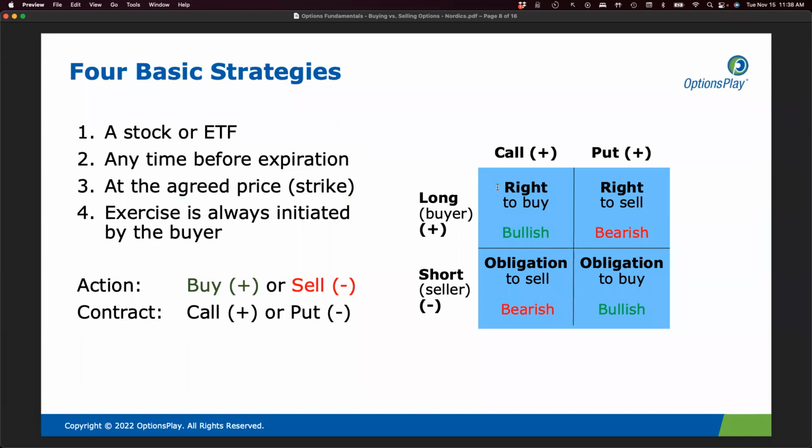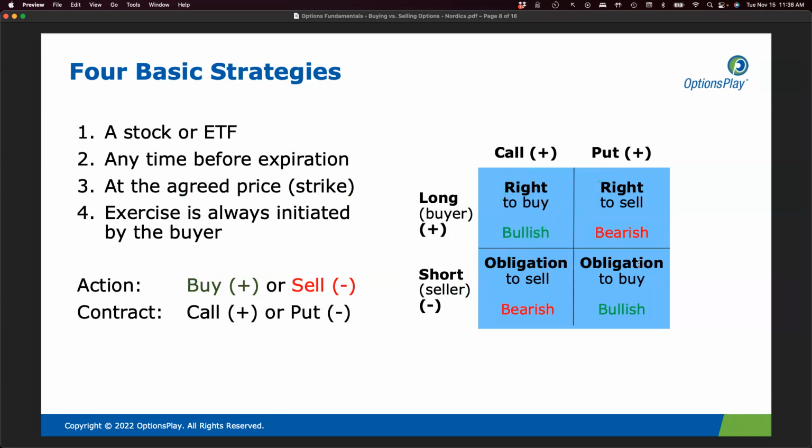So the best way to remember this is a T-chart, because a buyer of a call is a bullish strategy, a buyer of a put is a bearish strategy, and vice versa. A seller of a call is a bearish strategy, and a seller of a put is a bullish strategy.